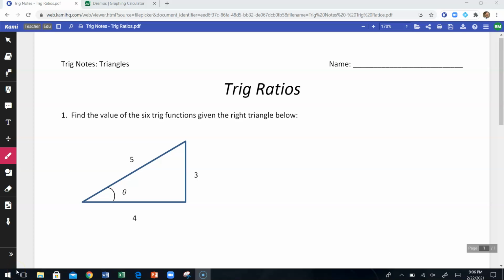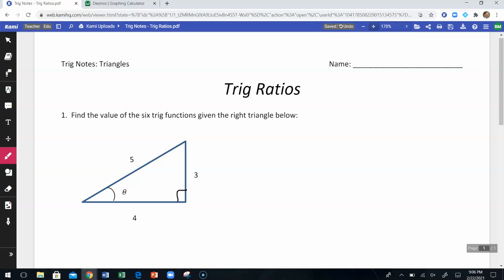In this video I'm going to talk about trig ratios. If you've taken a geometry class, you should know what that term means. Trig ratios are simply how you relate the side lengths of a right triangle. This is a right triangle, and how that relates to our trig functions.